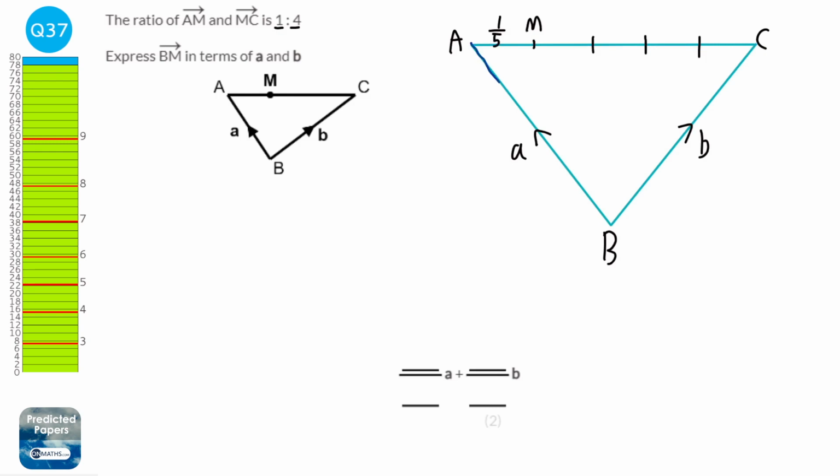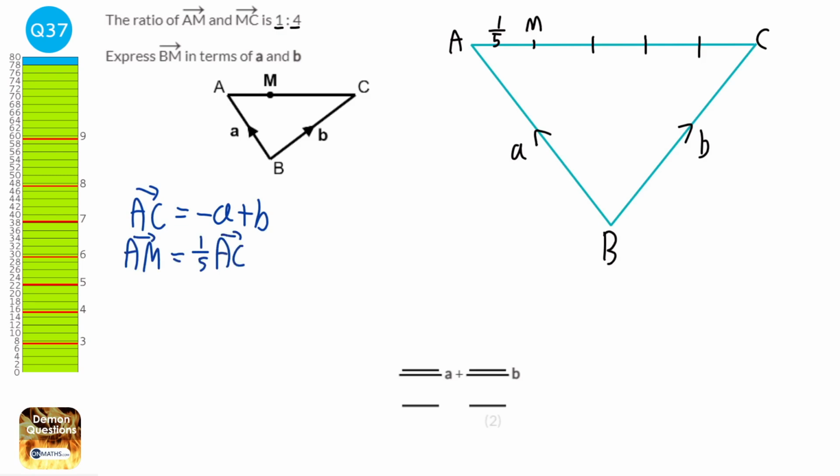So what we're going to do is go from A to C by going down here and then up here. So we can find out A to C is going to be going backwards down A, then up B. Now A to M is going to be 1/5 of A to C. Now, if A to C is minus A plus B, that means A to M is going to be minus 1/5 A plus 1/5 B.